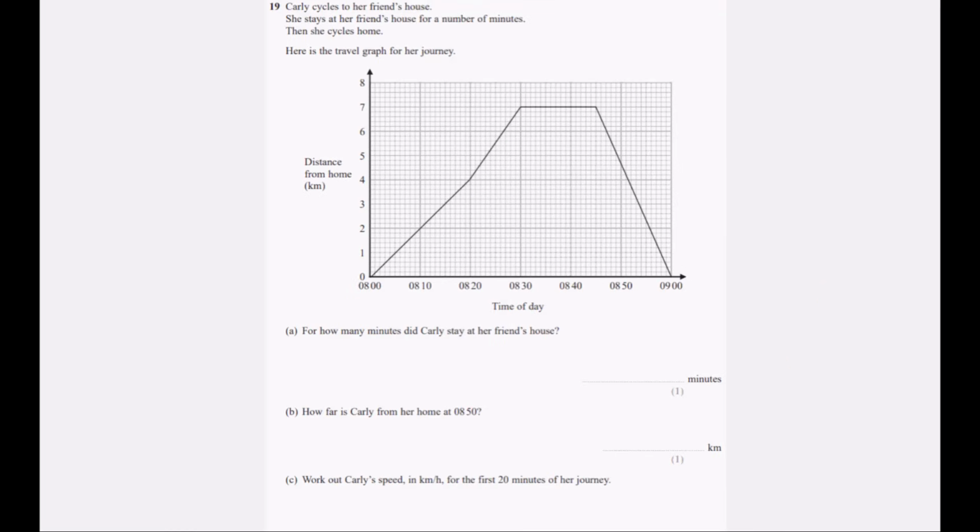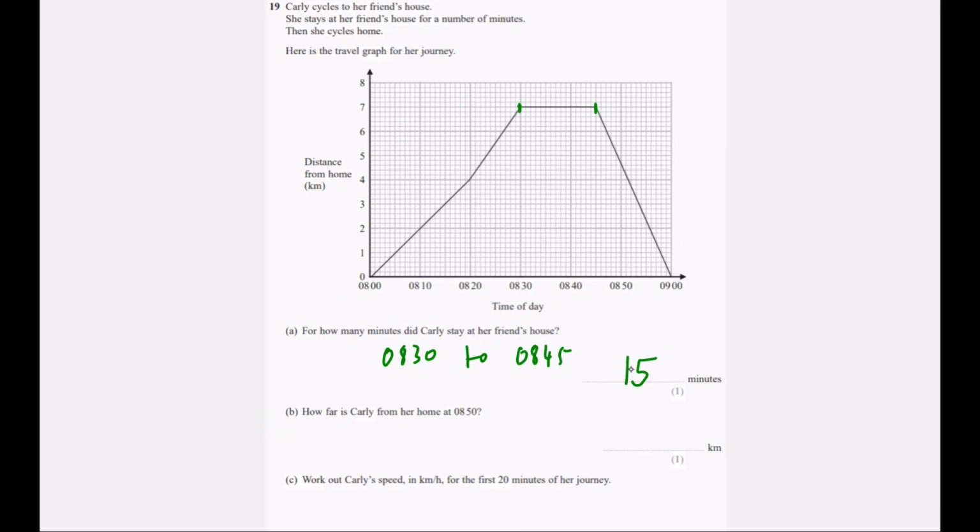Question 19. Carly cycles to her friend's house. She stays at her friend's house for a number of minutes. Then she cycles home. Here's her travel graph for the journey. How many minutes did she stay at her friend's house? So when she's not moving, that's when she's at her friend's house. Between here and here, that's 8:30 to 8:45. That will be 15 minutes.